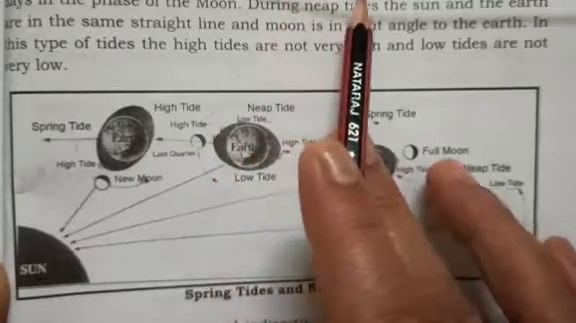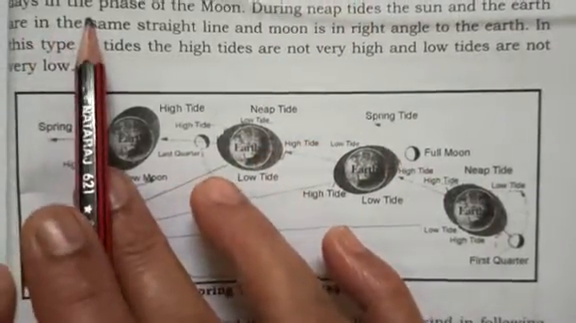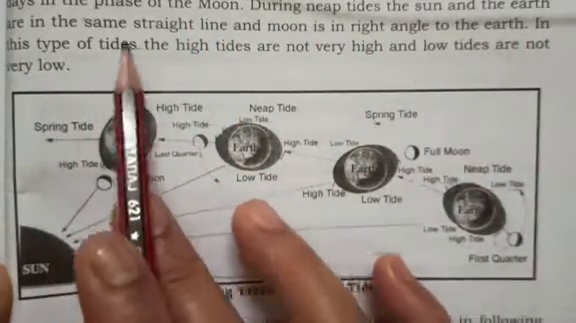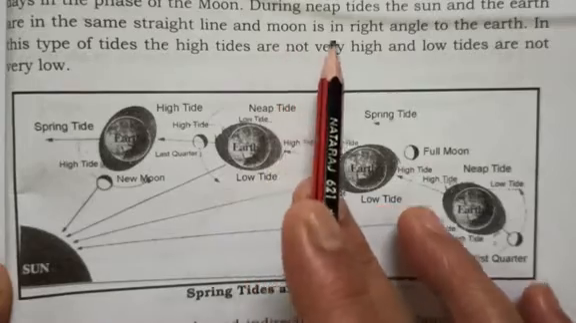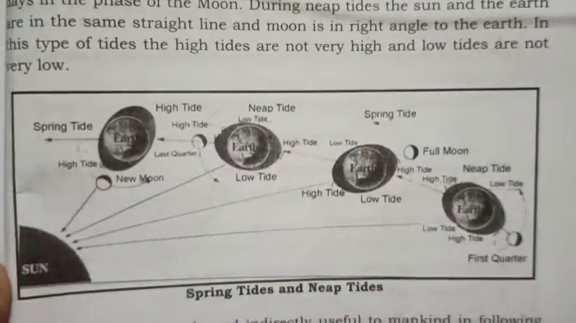Neap tides occur on the first quarter and the last quarter days in the phase of the moon. During neap tides the sun and the earth are in the same straight line and the moon is at a right angle to the earth.